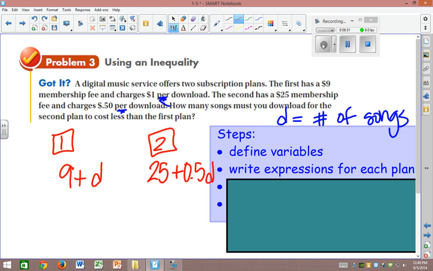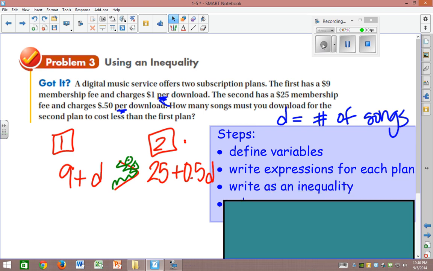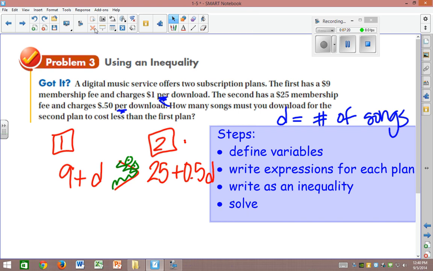So, the next thing is we gotta see, is it less than, greater than, or equal to? So how many songs must you download for the second plan? So that's over here, to cost less. Yeah, so the point goes towards the smaller number, or the alligator eats the bigger number. All right, just wanted you to draw that. All right, write an inequality. We did that part, and then the final thing is to solve it.